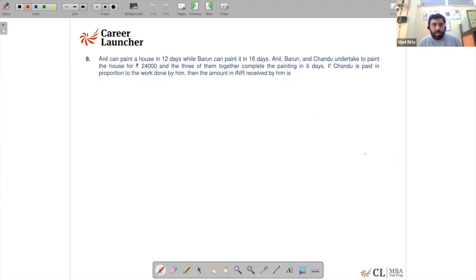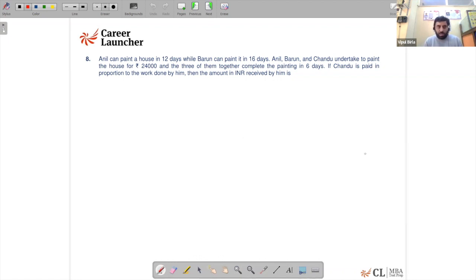Right. Question number 8. It says Anil can paint a house in 12 days while Barun can paint it in 16 days. Anil, Barun and Chandu undertake to paint the house for 24,000 rupees and the three of them together complete the painting in 6 days. Now, if Chandu is paid in proportion to the work done by him, then the amount in INR received by him is? Okay. So there are three people, Anil, Barun and Chandu.